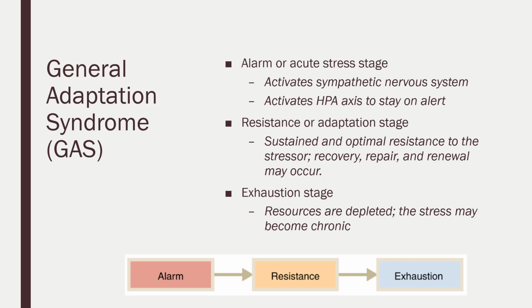The second stage is the resistance or adaptation stage. This is where sustained and optimal resistance to the stressor, recovery, repair, and renewal can all occur. And then the third stage is the exhaustion stage. Resources are depleted as our attempt to resist the stressor proves futile. The stress may become chronic at that point. So we've gone from acute all the way down to chronic because the resources we have have proven futile. We've depleted them and now it becomes chronic stress.